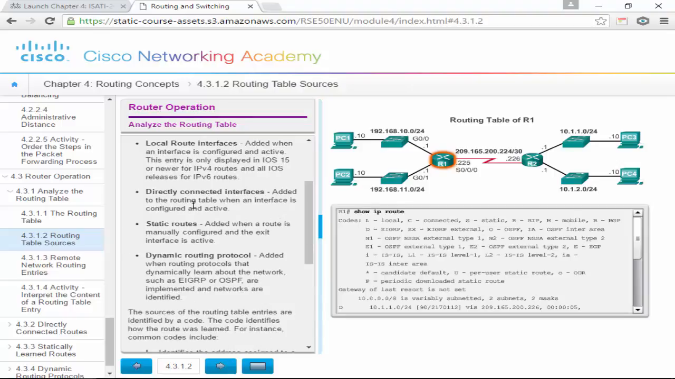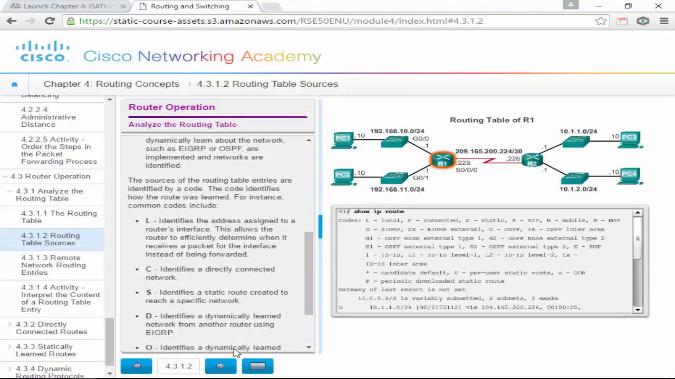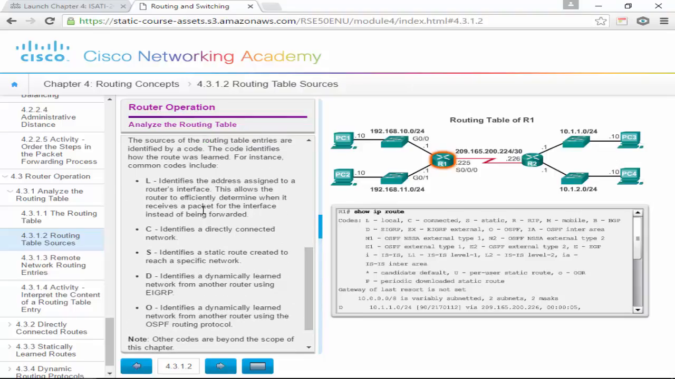But so directly connected are the ones with the C's or the L's, and then remote are everything else. Static is S. So static we're setting, and as you can see right here, it shows us our most important: LCSDO. So local, connected, static, dynamic, or EIGRP, and OSPF.